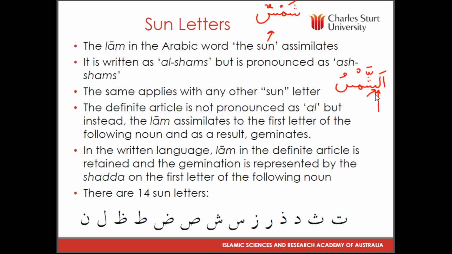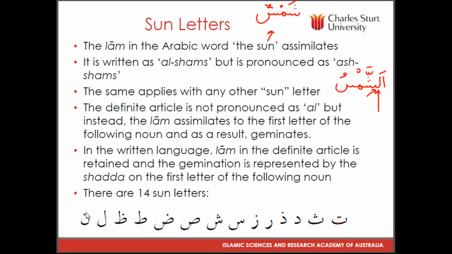The same applies with any other sun letter. These are sun letters: ta, tha, dal, za. So in Arabic altogether there are 28 letters. 14 of them are solar. The other 14 are lunar. Okay, you have to memorize them. Actually, when you practice, you will get used to it, and in articulation you will not make this mistake like al-shams or something like that.